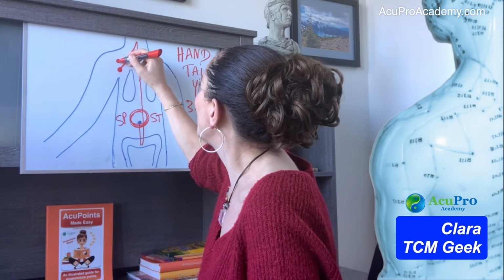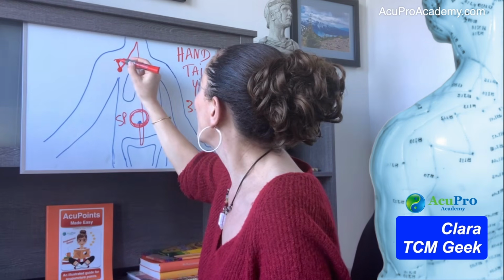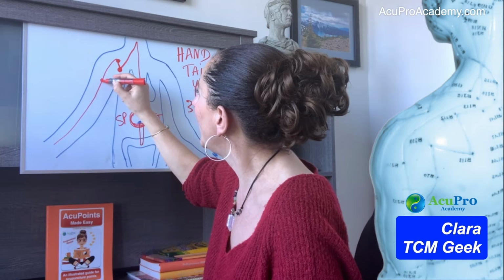Lung 2 will be directly above. And then it's going to go down along the anterior aspect of the arm, right? So it's going to go down the anterior aspect of the arm, and we're going to have 3 and 4 on the upper arm.